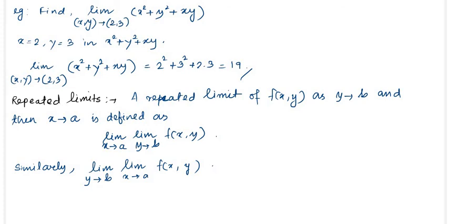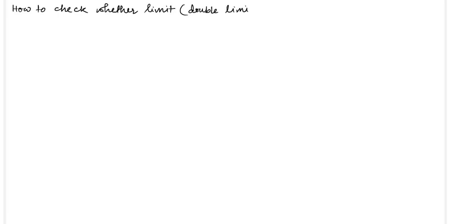So one of the important results that we have here is how to check whether the limit we discussed earlier, not the repeated limit but the previous limit, which we can call the double limit, exists.